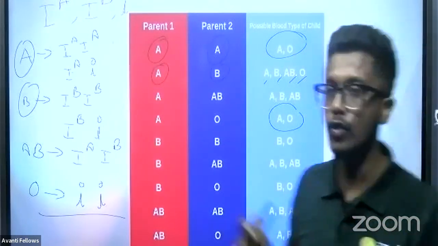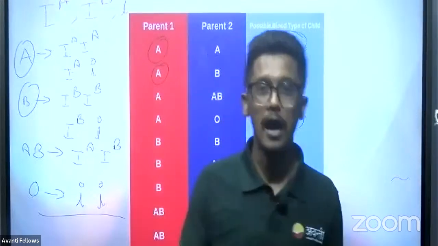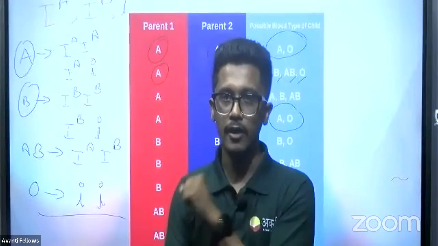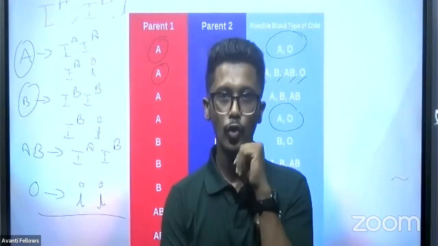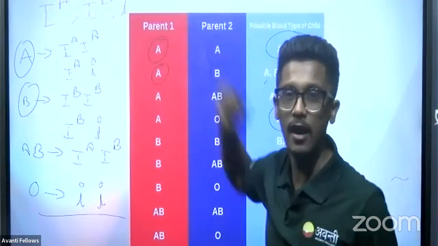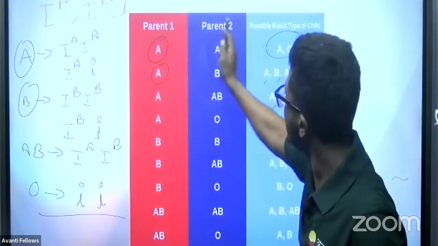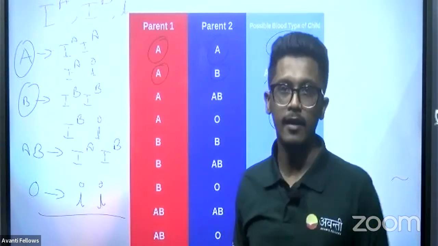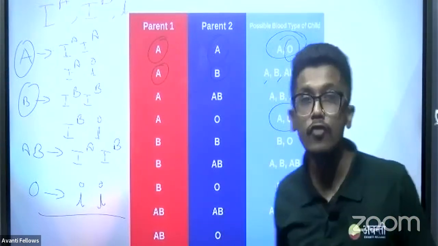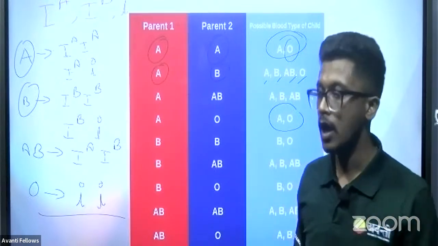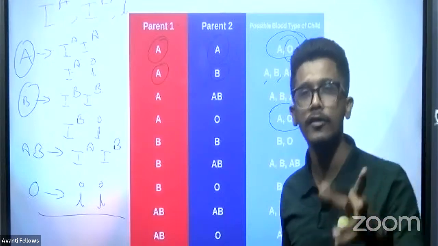Now, you can use it as an assignment to work out what are the possible ways. If a mother is A blood group, and if a father is also of A blood group and the child is of O blood group, what will be the alleles of the parents? They will ask you this question. Then you should think, oh, what are the possibilities?